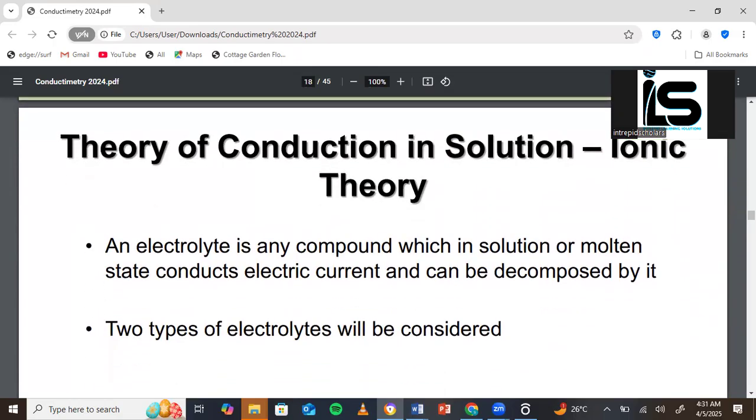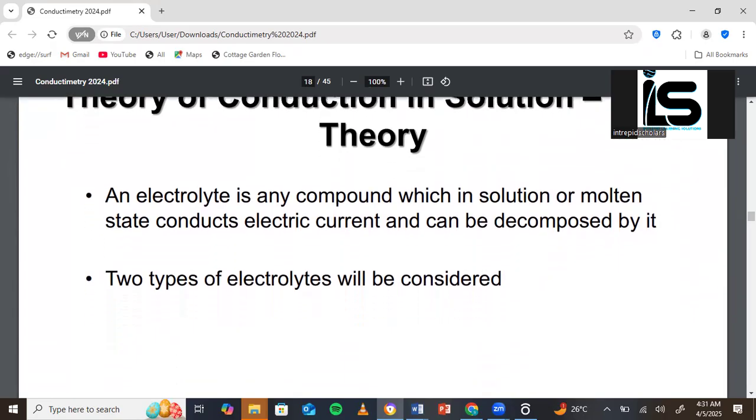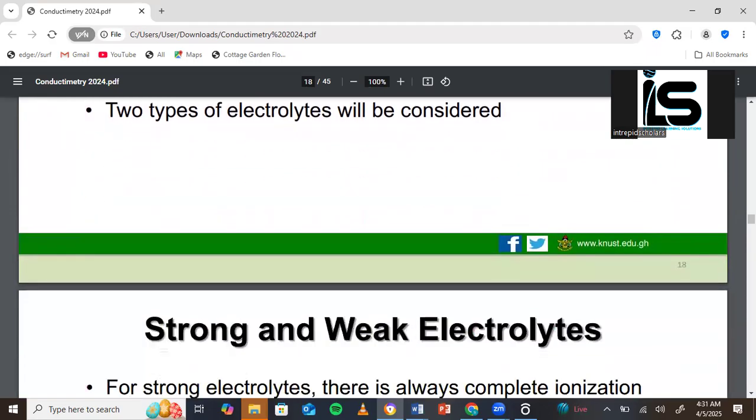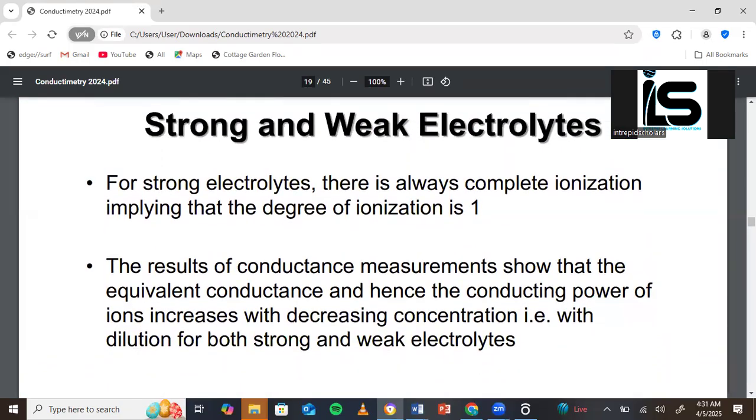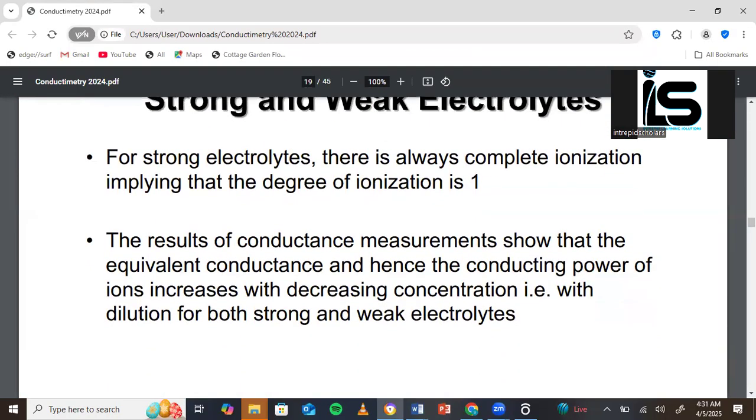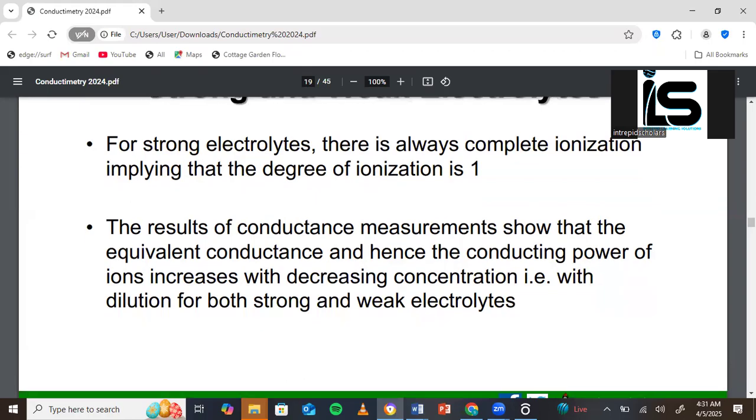Theory of conduction in solution, ionic theory. An electrolyte is any compound which in solution or molten state conducts electricity and can be decomposed by it. Two types of electrolytes are considered. We have the strong electrolyte and the weak electrolyte. For strong electrolyte, there's always complete ionization, implying that the degree of ionization is 1.